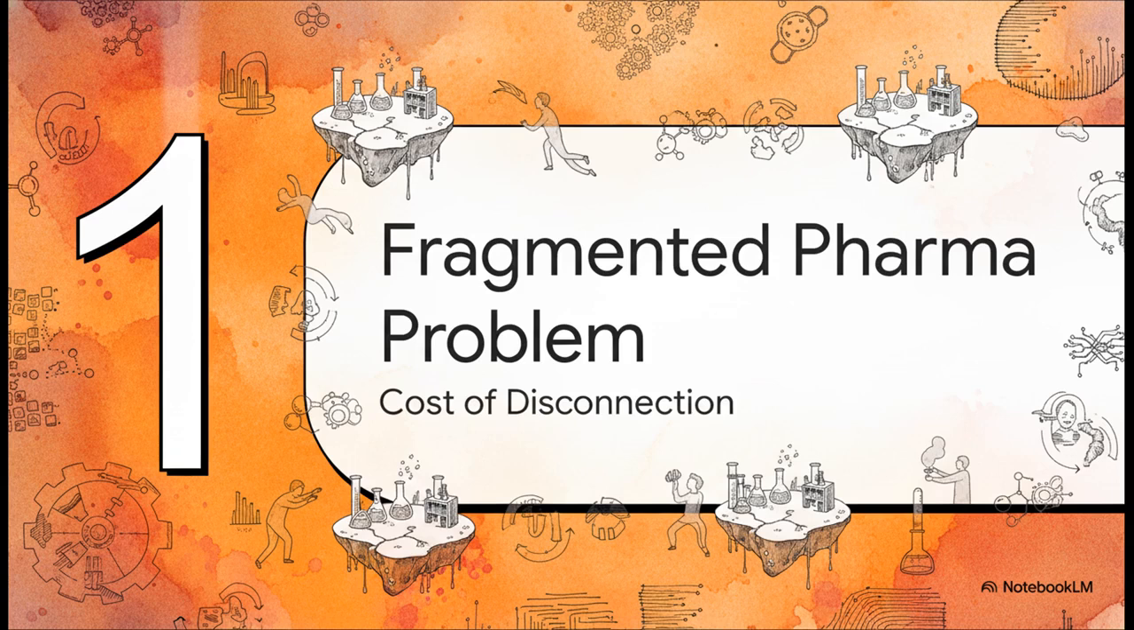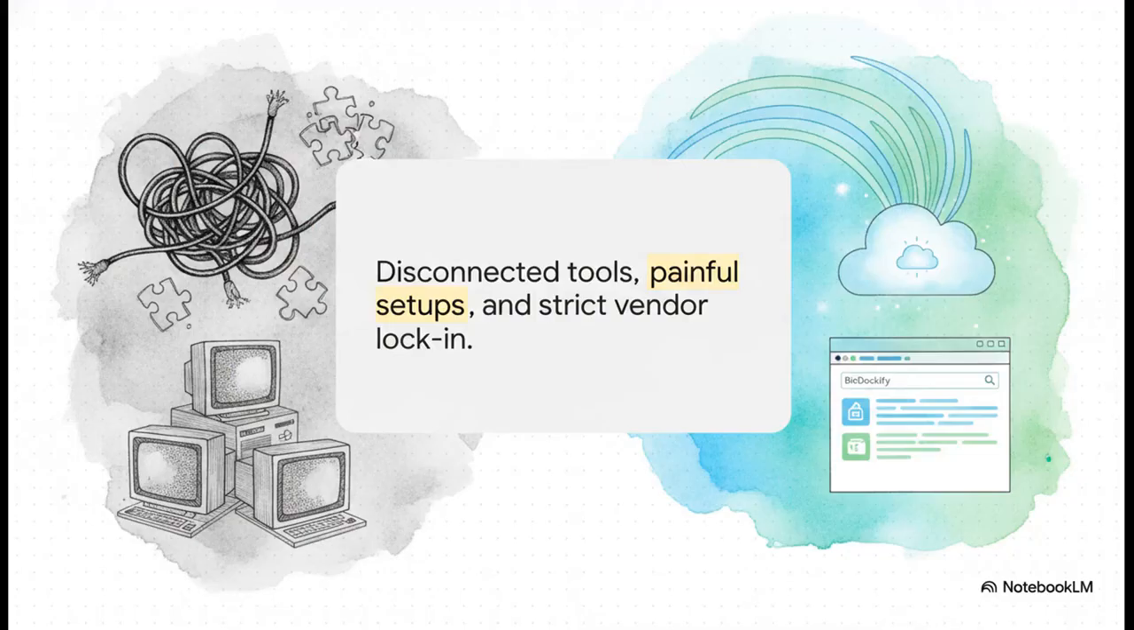All right, kicking things off with Section 1, the fragmented pharma problem, or really, the cost of disconnection. Look, if you've spent even 5 minutes in computational drug discovery, you already know the absolute frustration here. The old way is just a mess of context switching. You've got one clunky, disconnected tool for your literature review, a totally separate one for molecular docking, some painful local cluster setup for molecular dynamics, and then, another piece of software just to write the paper. Plus, you're usually locked into whatever vendor you chose early on.